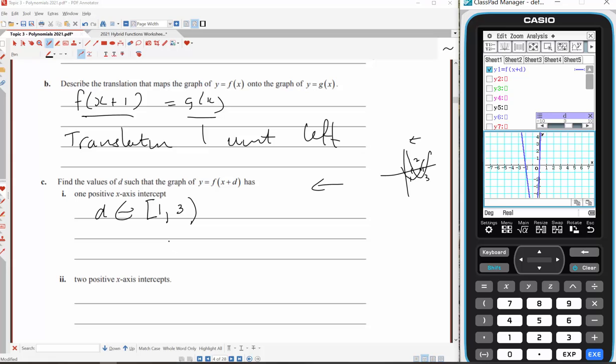Right, 2 positive x-axis intercepts. Well, what I think is that it'll be D is an element. Right, let's go back to the original one, which is 1. Now you can see here that what we've got is one positive x-axis intercept. If I go any lower than 1, I'm going to get 2 positive x-axis intercepts. So you can see here that it's the values from 1 not including it, because this is 1 itself, and this has got one positive x-axis intercept. But when I go lower, we're going to get our 2 positive x-axis intercepts.